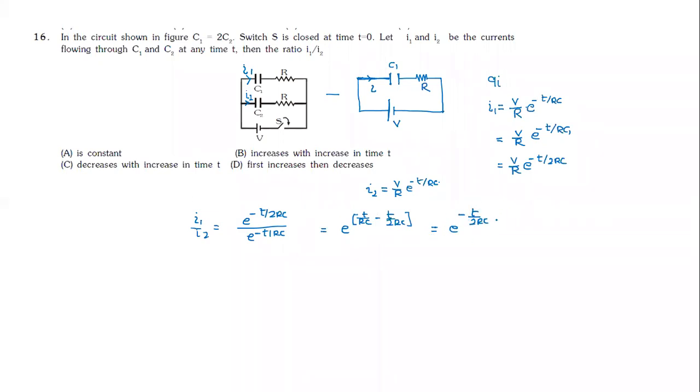Is this function constant, decreasing with time, or increasing with time? Anything e raised to power minus x would be decreasing with time. No, it's clear, sorry, what I've written is plus. So this will keep increasing with time. The ratio will keep increasing with time.